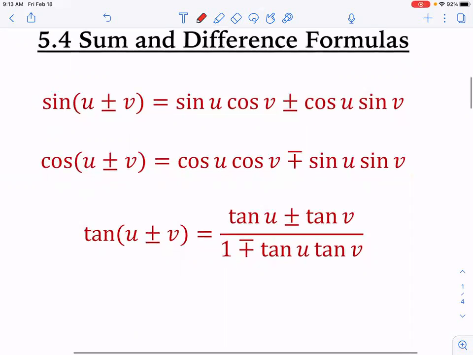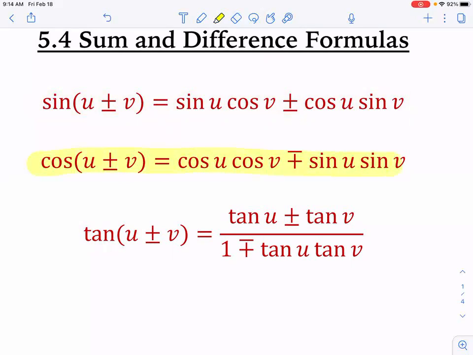All right, so let's talk about these formulas again now that they're sitting right in front of you. The sine formula. Notice how we have angles U and V. They're either going to be added or subtracted. If they're added inside, we're applying the formula with addition. If they're subtracted inside, we're applying the formula with subtraction. We take sine of U, cosine of V, and we add or subtract cosine of U, sine of V. So notice how our angles stay in the order UV, UV.